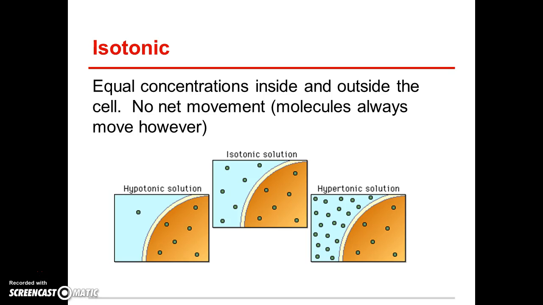Isotonic, iso means equal. So this is a solution that has equal concentrations of water outside and inside. In this situation, isotonic is the one in the middle. We can see that the solute, which is green, is equal in number outside to what's inside the cell, and so that means the water concentration is also the same. So there's no net movement, okay?